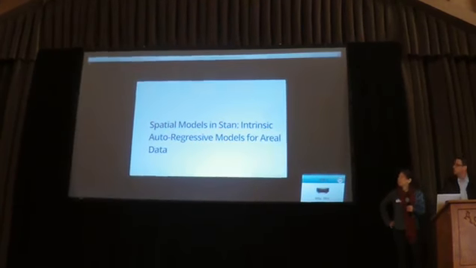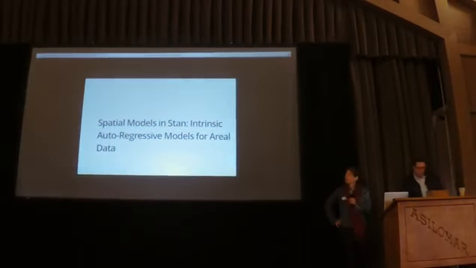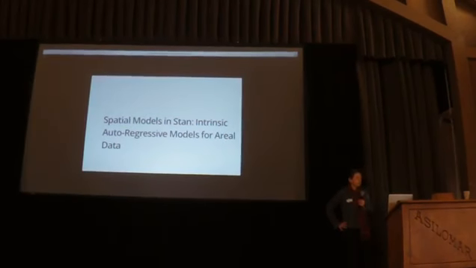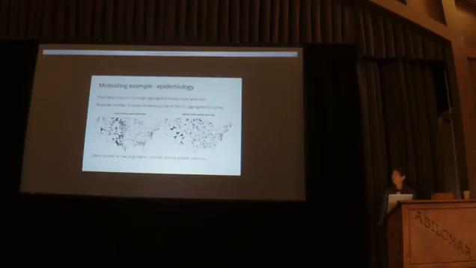So I'm here to talk about spatial models, and specifically intrinsic auto-regressive models for areal data. Let's look at a motivating example. This is taken from BDA, and it is intended to make the point that events in low population counties display greater variance.